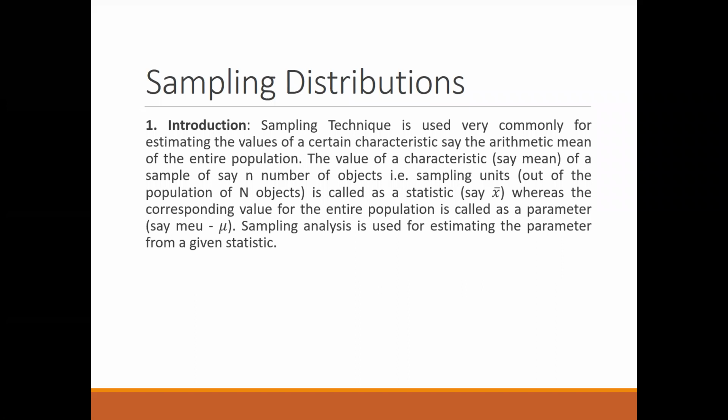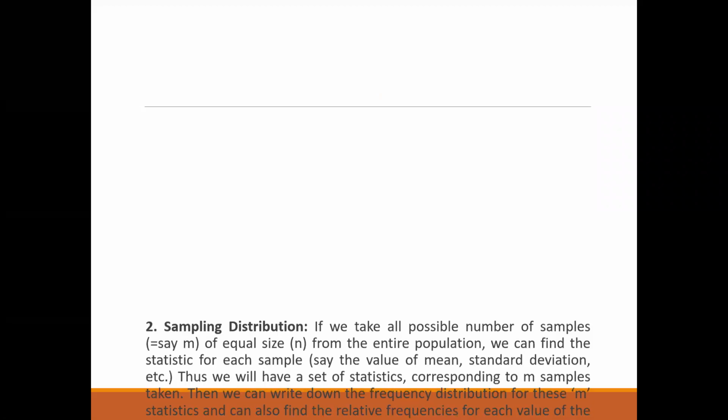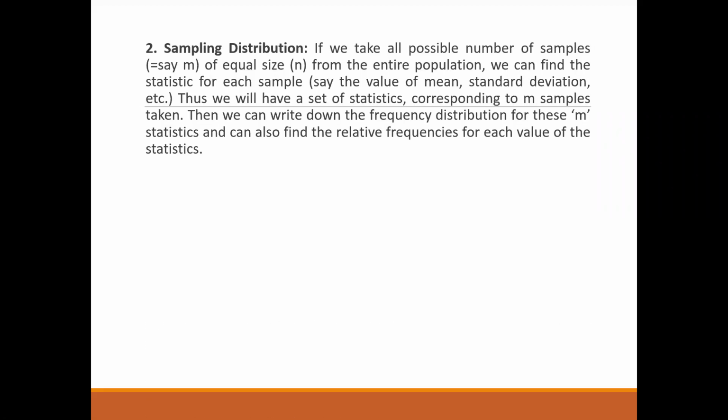Okay, so if I take a sampling distribution, if we take all possible samples, it is not always possible to take all the samples of equal size. The entire population cannot be covered. But let us say if we can cover it, then we can say that the sample mean or standard deviation will be the same as the population mean or standard deviation.